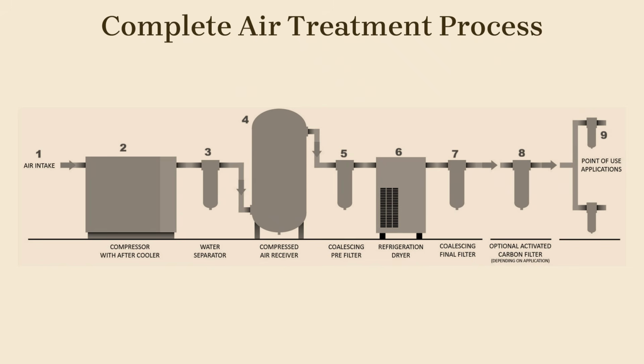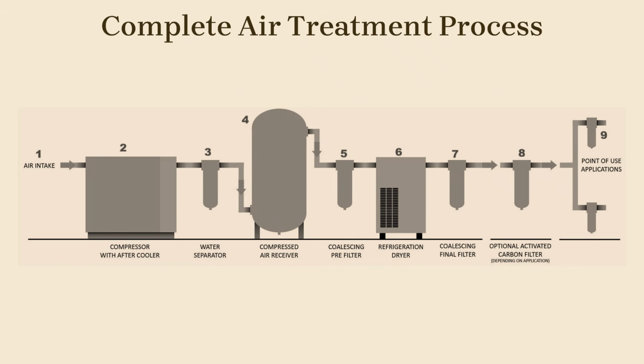1. Air intake. Atmospheric air enters the compressor. This air naturally contains dust, moisture, oil vapors, and other contaminants that must be removed later. 2. Compressor with aftercooler. The compressor increases the air pressure for industrial use. The aftercooler lowers the air temperature, causing much of the moisture to condense into liquid water.